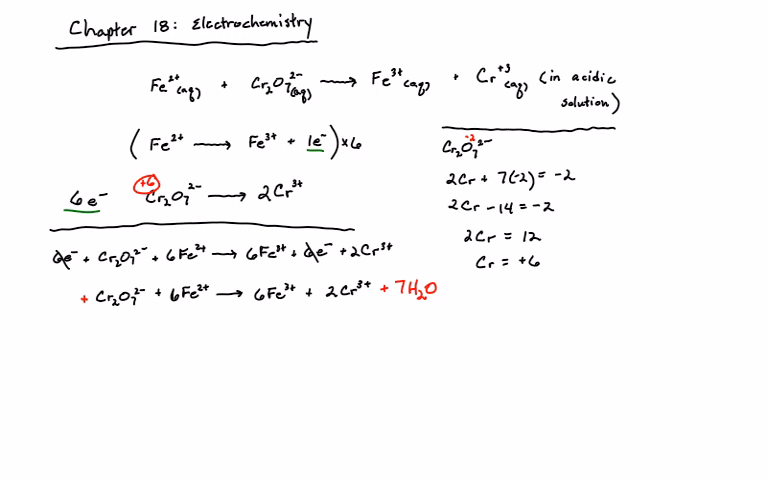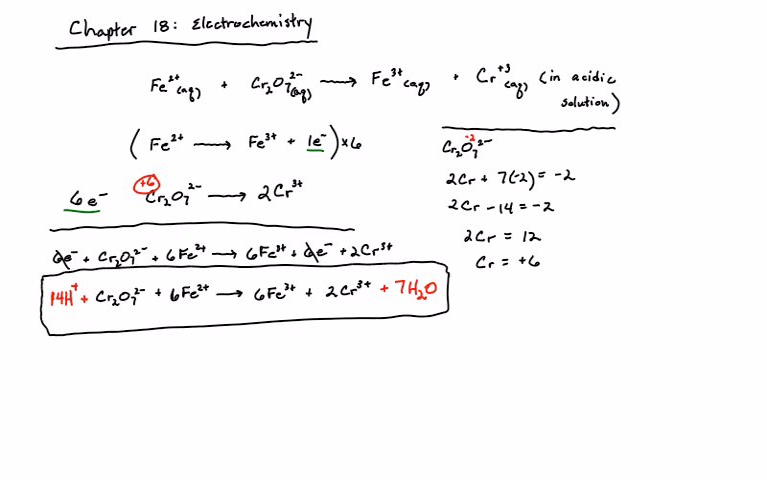Okay, and that H+ then is going to account for the H's in the water. So we have 7 water molecules, each with 2 hydrogens. That's a total of 14. So we need 14 H+. And what we wind up with here is our balanced equation. Okay, in the next video we're going to look at how we balance reactions that are in basic solution.